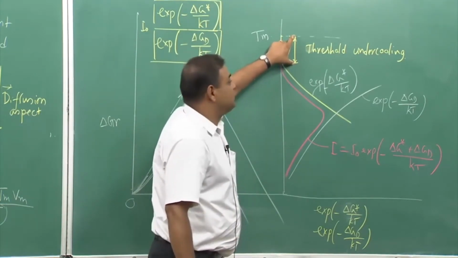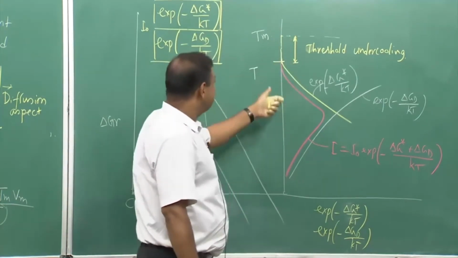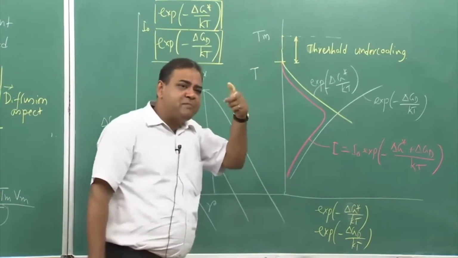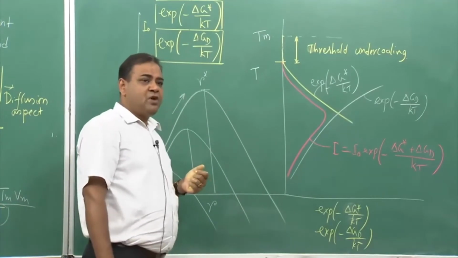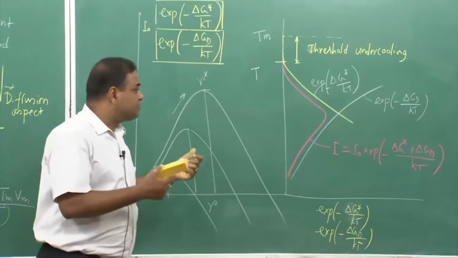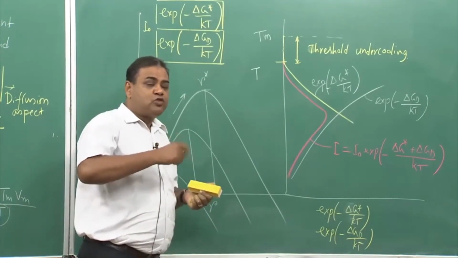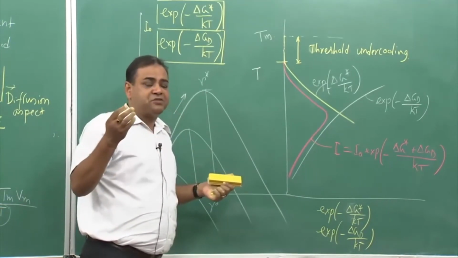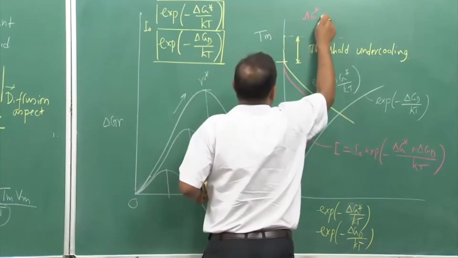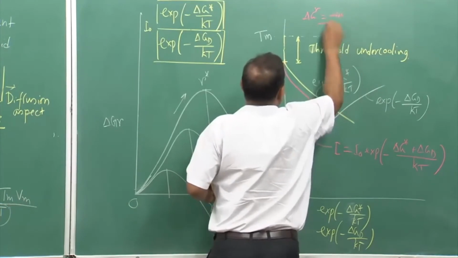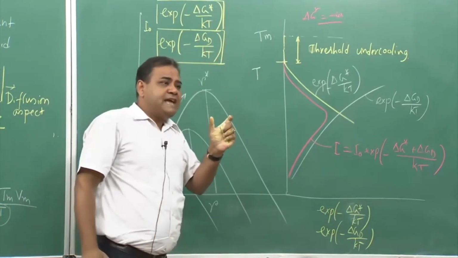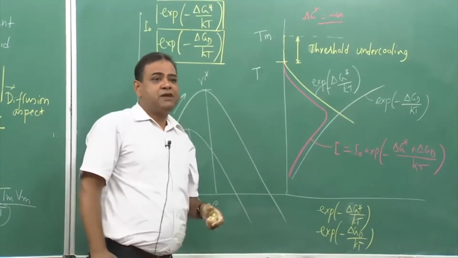Now, before we go and do some calculations, let us see the practical existence of this threshold undercooling. What does this threshold undercooling mean? It means that until we go down to a certain temperature range, we cannot get rid of this surface energy, rather we cannot make the volume contribution exceed that surface energy contribution and make this delta G R term negative.